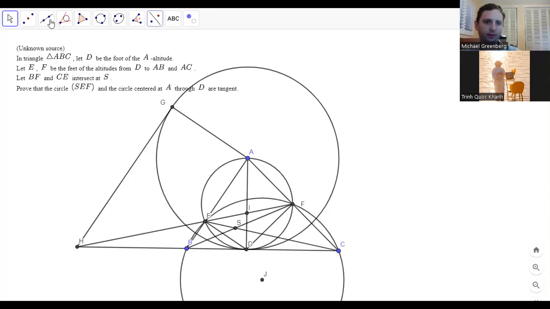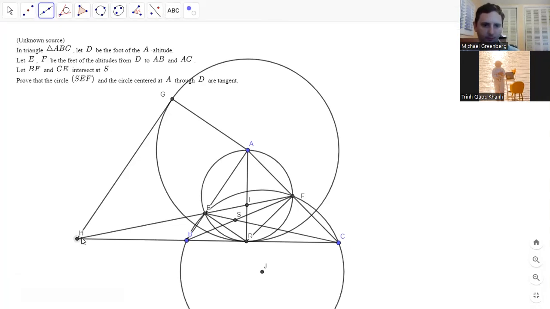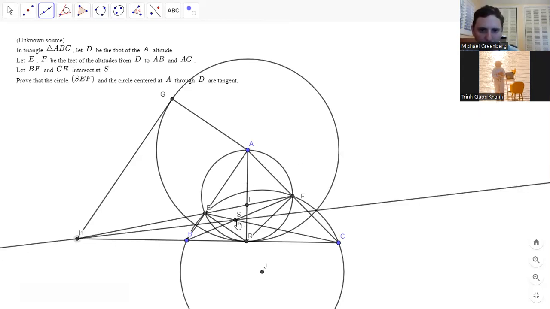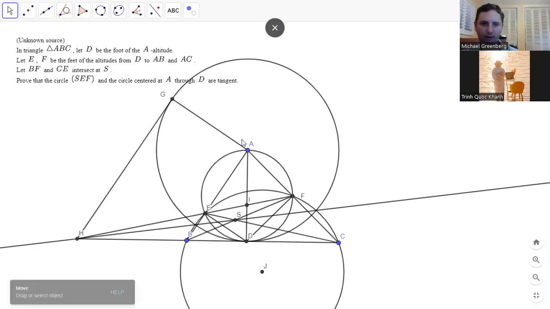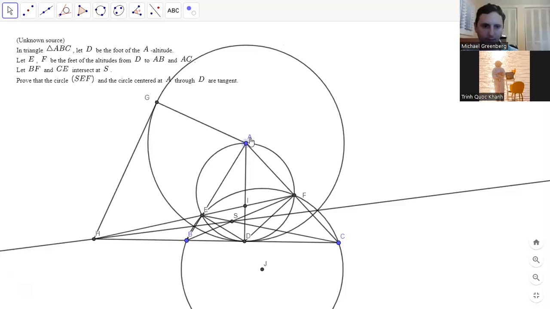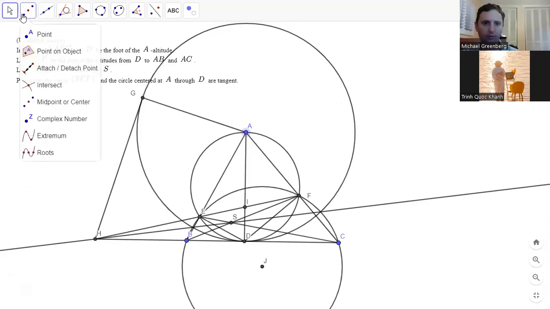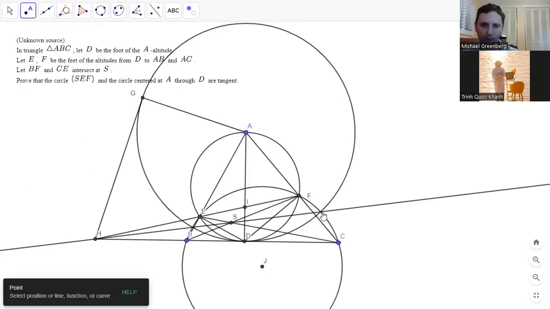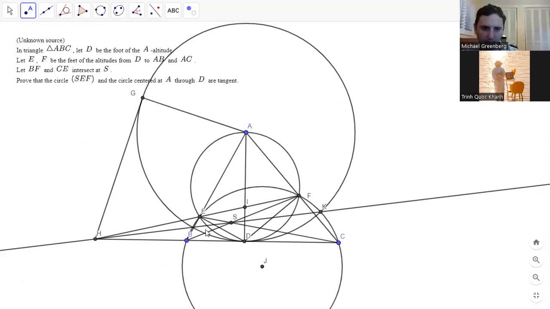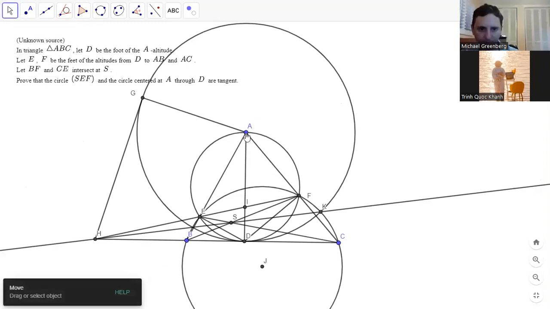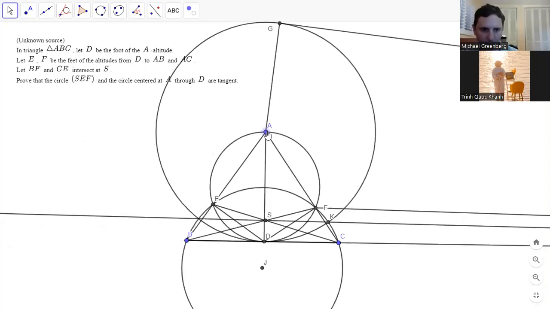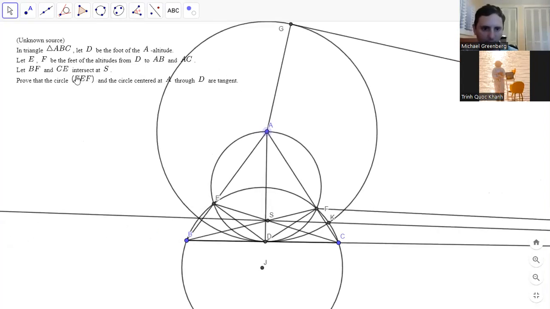Let's draw HS for a second. Oh, I think S lies on the radical axis of these two circles. Yeah, it does. So basically, we can then draw in these 4 points. And then I think we might be able to show that S lies on the polar of H. So we have this point, and then we have another point, this point right here.